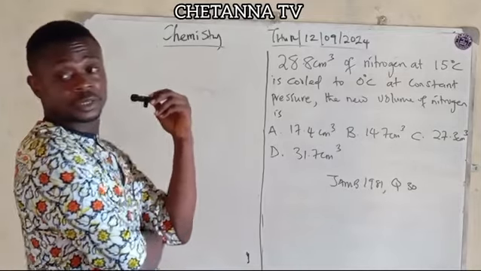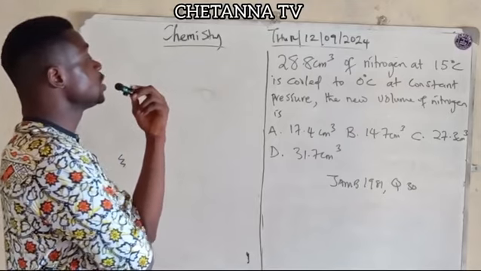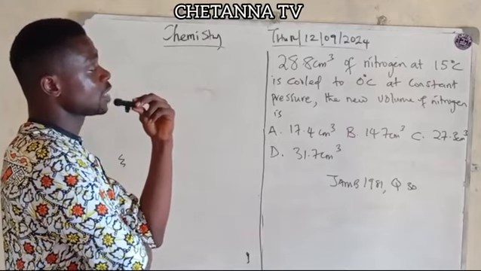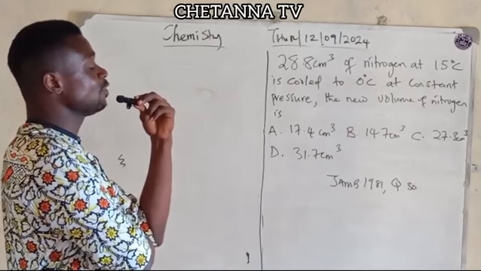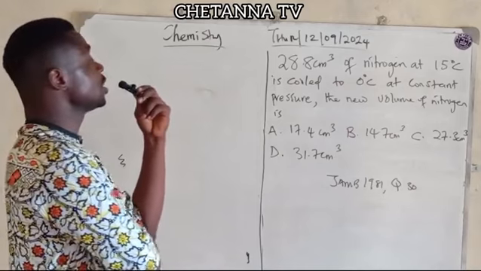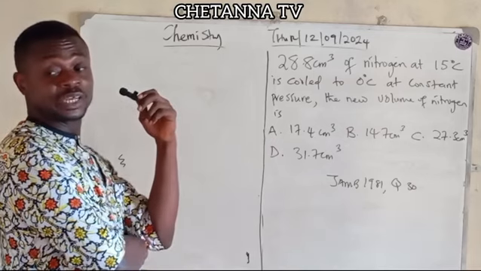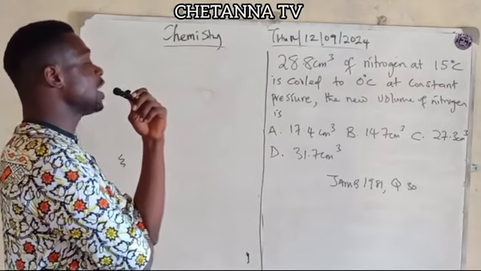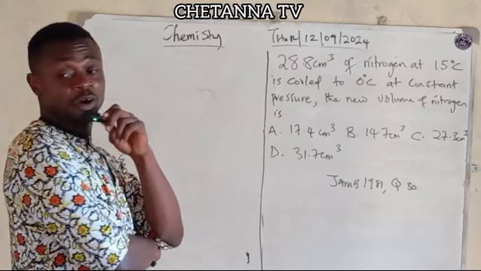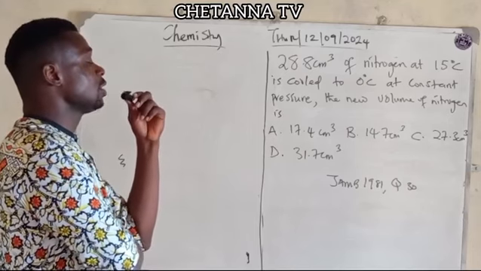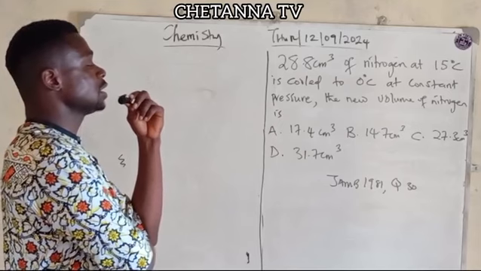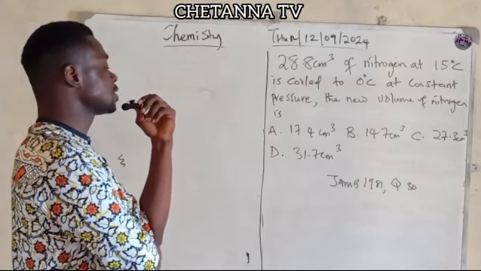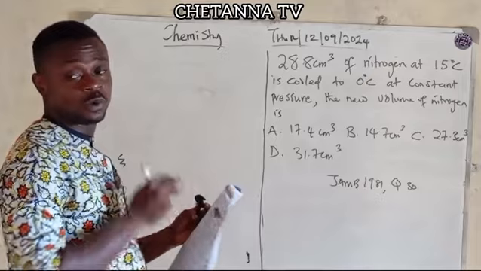The question says, 28.8 cm³ of nitrogen at 15 degrees Celsius is cooled to 0 degrees Celsius at constant pressure. The new volume of nitrogen is: A. 17.4 cm³, B. 14.7 cm³, C. 27.3 cm³, D. 31.7 cm³. JAMB 1981 question 30.